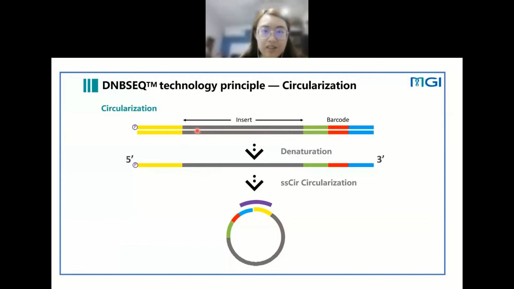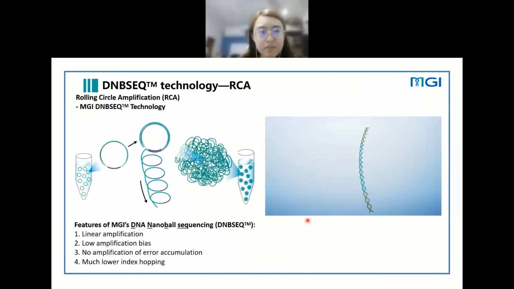You have your insert fragment here with some adapter and barcode information. This barcode is for sample multiplexing, basically. So heat denature, you get your single strand, and then you add the splint oligo and all the other components to make this single strand into a circular strand library. And after you get your single strand, we need to make the DNB.